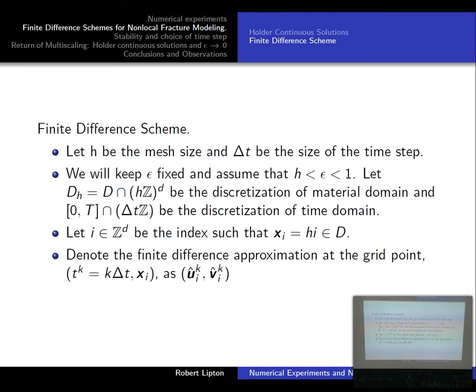Now I'll just say it in words: let h be the mesh size and delta t be the size of the time step. We keep our horizon fixed, so we're only going to look at solutions at fixed epsilon. Keep the neighborhood of non-local interaction fixed, and we will assume that the discretization lies below that neighborhood. We'll say how far in a minute. Now we let the discrete set be the set of points belonging to the lattice such that they lie inside D.